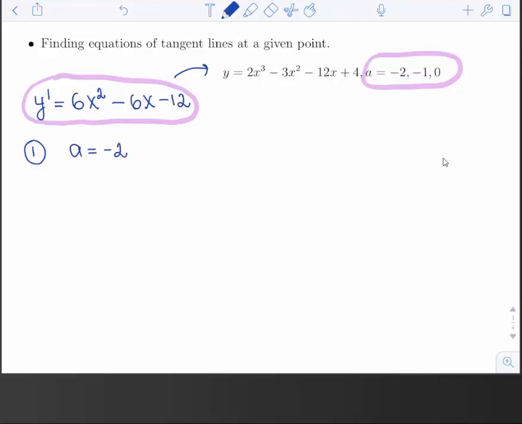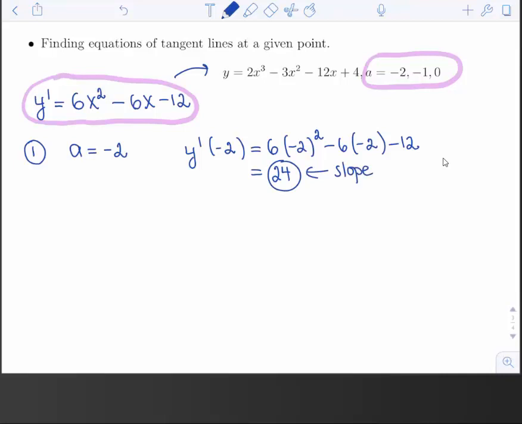I need to find the slope and a point, right? So what is the slope? The slope of the tangent line is the derivative. So y prime evaluated at -2: 6 times -2 squared minus 6 times -2 minus 12. Okay, let's see what I get. I get positive 24. This is my slope.